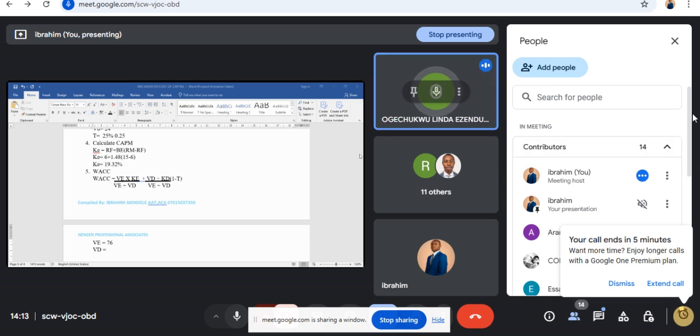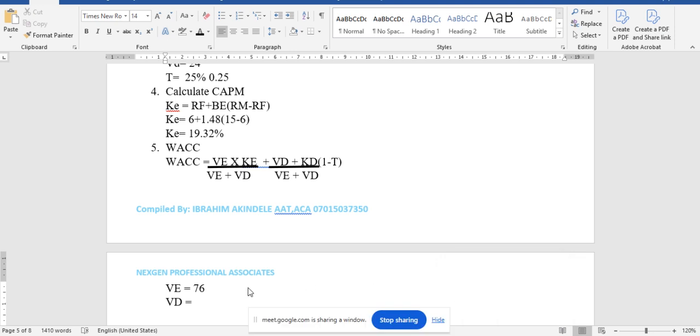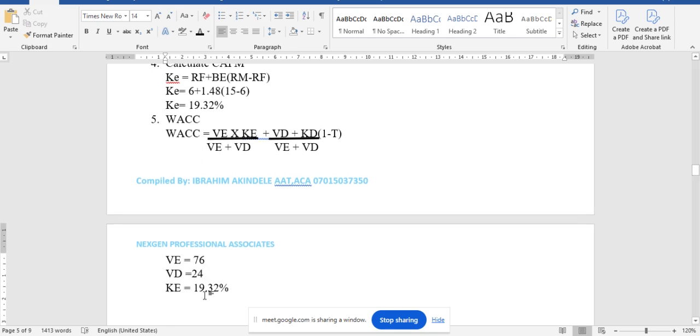Yes, sir. The tax, they said post tax. I was thinking the 1 minus t has been incorporated. We will get there. I'm just bringing the variables out. So the value of debt is 24. That is the market value of debt. The cost of equity, we've already calculated to be 19.32. That is why when you miss one step, you miss all. So the tax is given to us in the question.